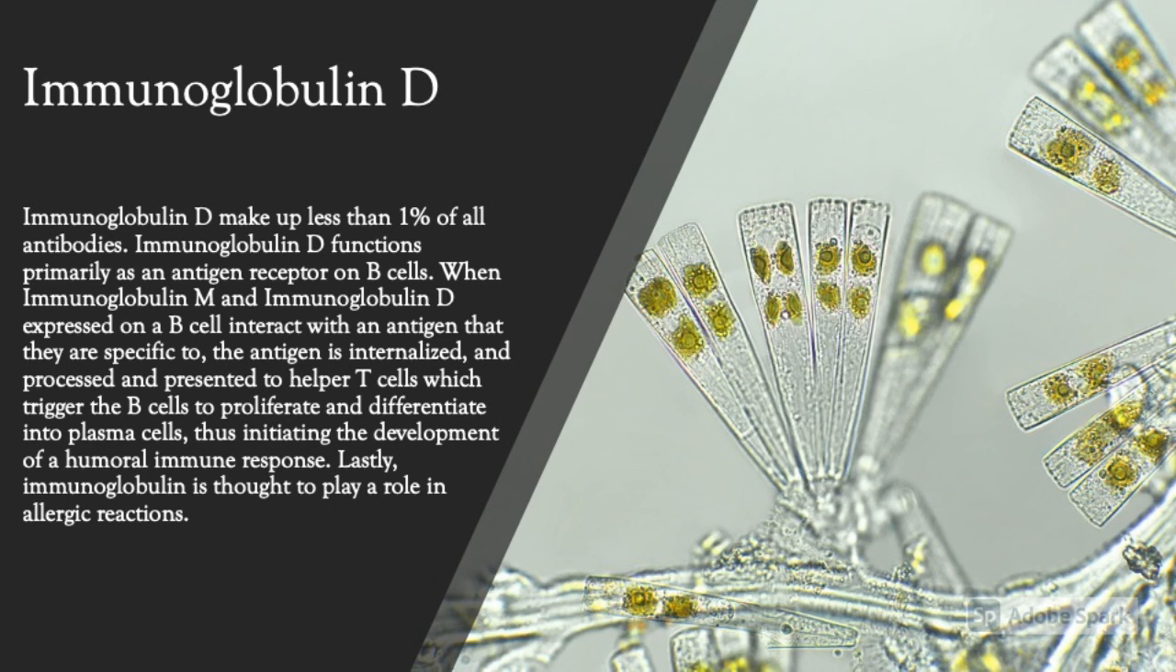IgD makes up less than 1% of all antibodies. IgD functions primarily as an antigen receptor on B cells. When IgM and IgD expressed on a B cell interact with an antigen that they are specific to, the antigen is internalized and processed and presented to helper T cells, which trigger the B cells to proliferate and differentiate into plasma cells, thus initiating the development of the humoral immune response.